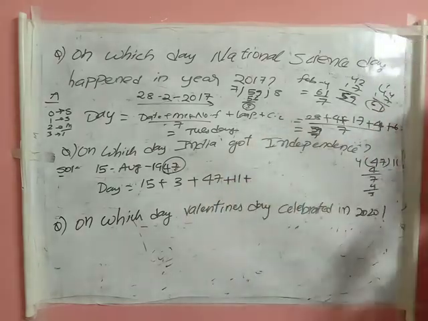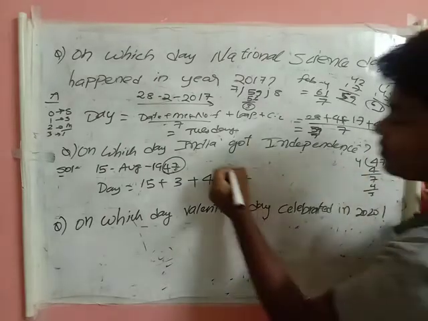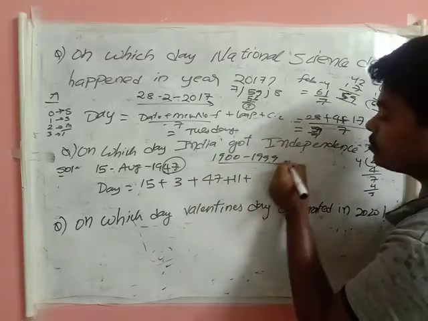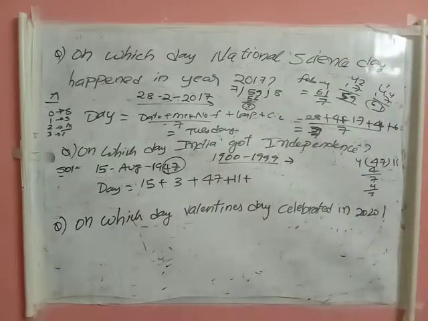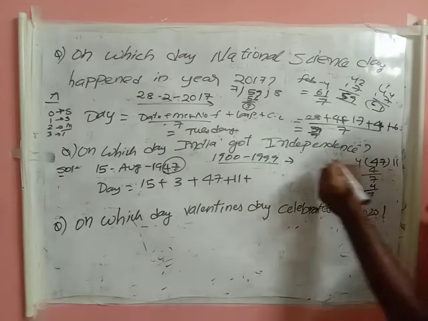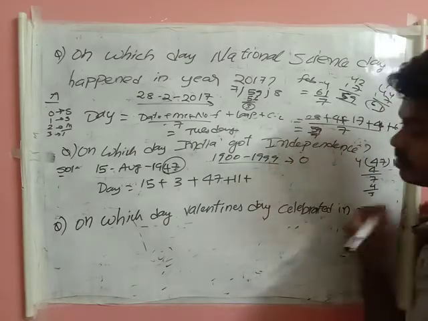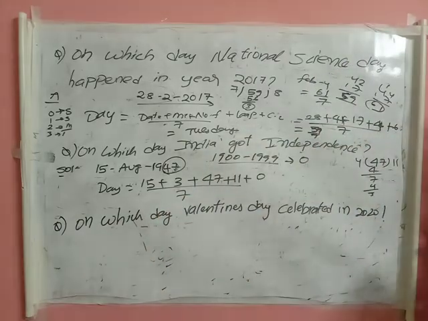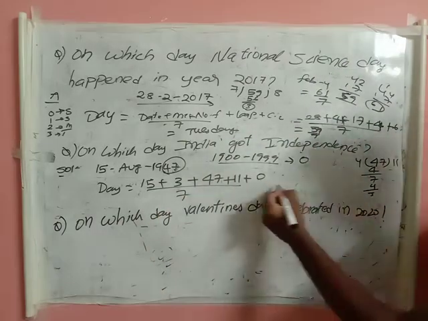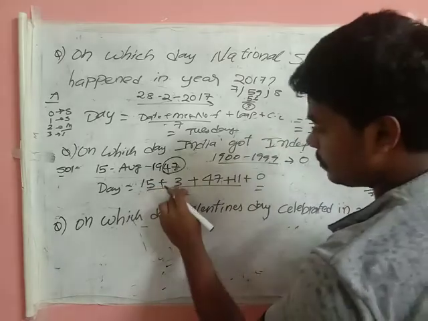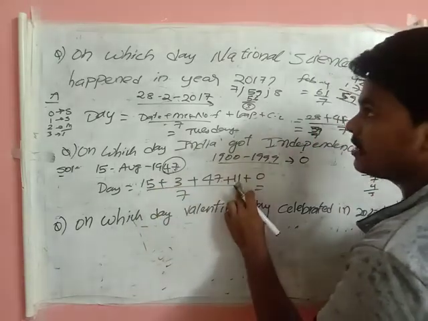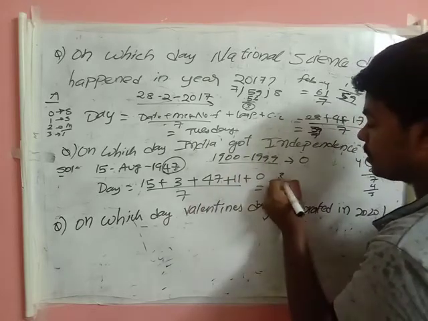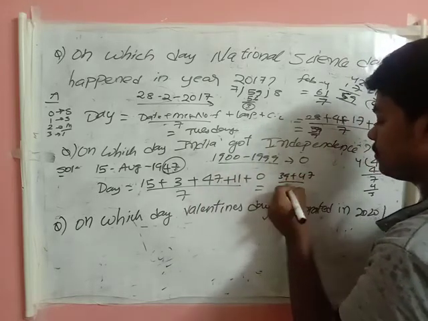Plus, what is the century code for 1947? 1947 comes under 1900 to 1999, right or not? In this zone, the century code is 0. So 11 plus 0, divided by 7. Now you just add this and divide by 7. So 15 plus 3 is 18. 18 plus 11 is 29... 39 plus 47, by 7.